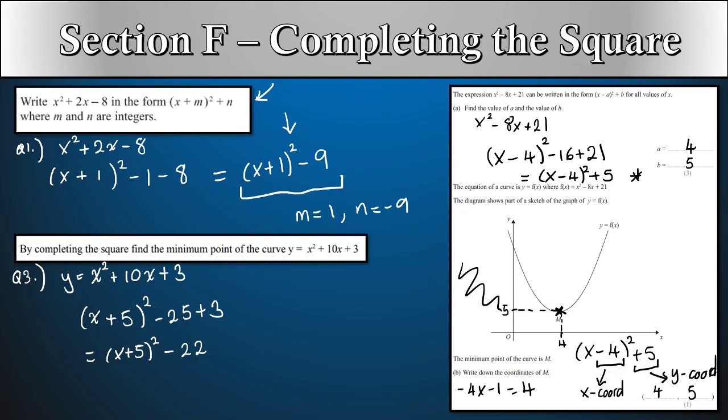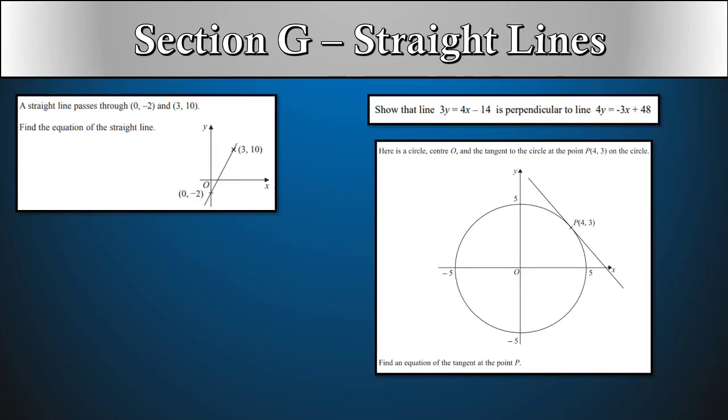And now, what we've got here is exactly what we had down here. We've got our completed square form. All we need to do now is identify the coordinates. Well, we just take a look at what we've got here. We take this point here and times it by minus 1. So that would be minus 5. And then this is just our y coordinate, so minus 22. Okay, so that's our minimum point there, minus 5, minus 22, of the curve y equals x squared plus 10x plus 3. So that's section F done.